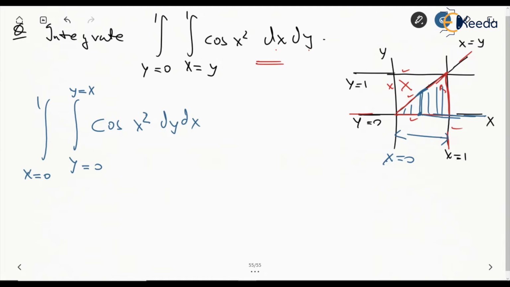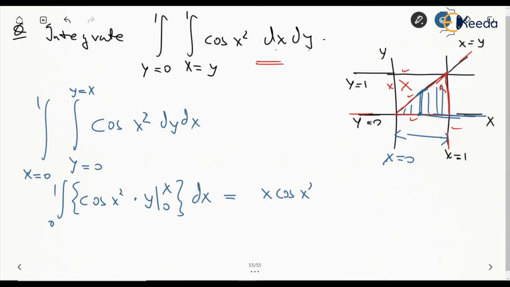Maybe now it will be easier to integrate this. The first one is integration with respect to y. In this case, this cos x square will be treated as a constant when integrating in terms of y. So this will be cos x square into y with the limits of 0 to x, and then we will have to integrate this with respect to dx from 0 to 1. So cos x square into dy, the integration becomes cos x square into y, the limits are x and 0. This becomes x cos x square dx from 0 to 1.